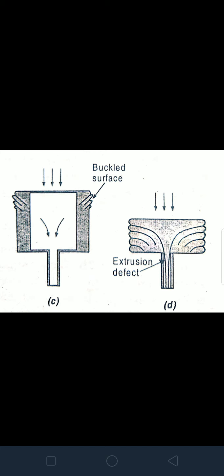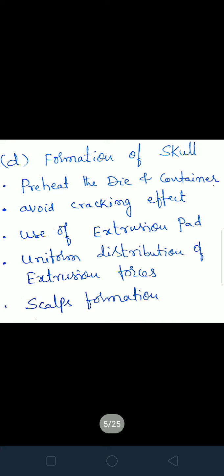Along with this, there is the formation of a skull in the extrusion process. In indirect extrusion, the absence of movement between the billet and the container results in less turbulence compared to the direct extrusion process, and this results in a negligible extrusion defect. So there are various methods of overcoming extrusion defects.